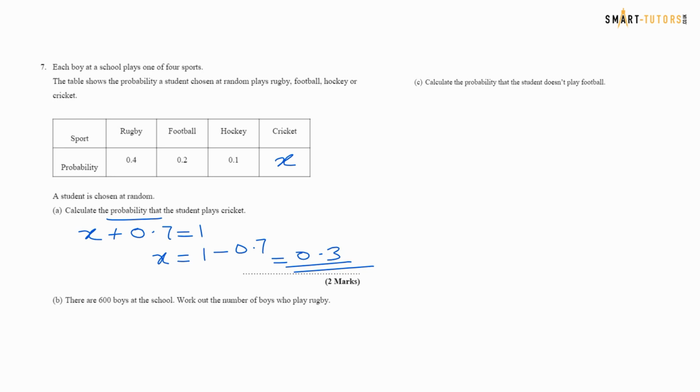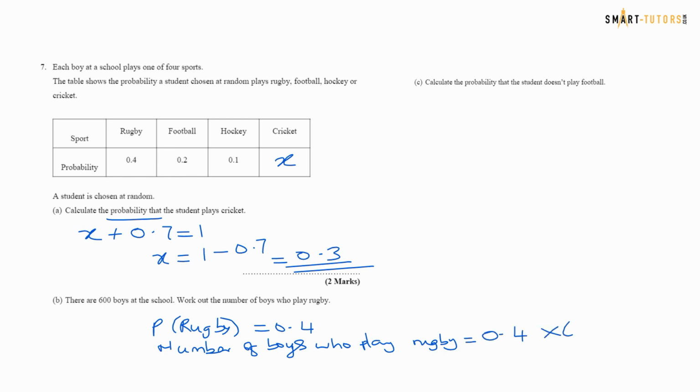There are 600 boys at the school. Work out the number of boys who play rugby. The probability of rugby is 0.4. So the number of boys who play rugby is 0.4 times 600. It's 4 upon 10, so 240.